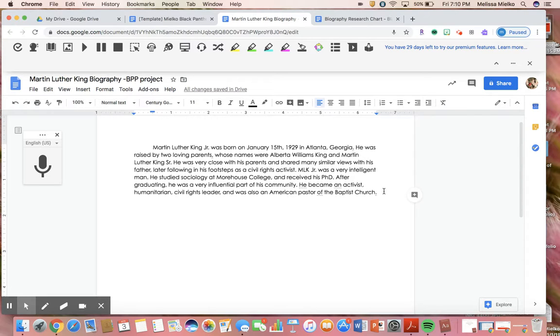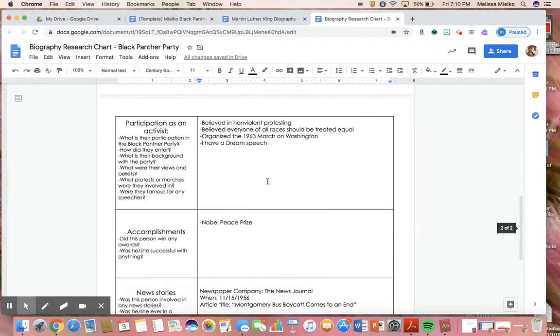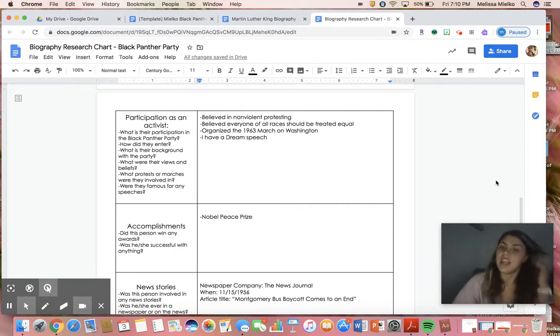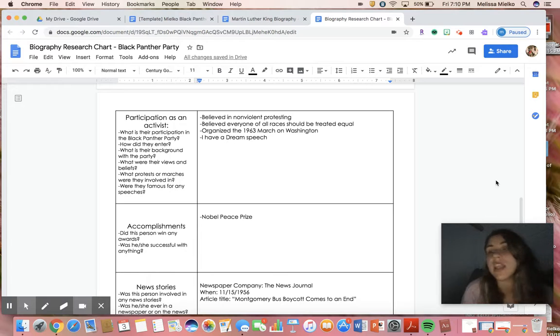All right, so right there, that is my first paragraph, okay? And it starts off with the beginning of Martin Luther King Jr.'s life, okay? The next paragraph that I'll talk about is going to be what he did in the civil rights movement, okay? I'm going to go into his speeches, his news stories, what he won, what he did. I'm going to talk about his nonviolent protesting, but that's going to be really the sole middle part of my biography because that has to do with the middle of his life, okay?